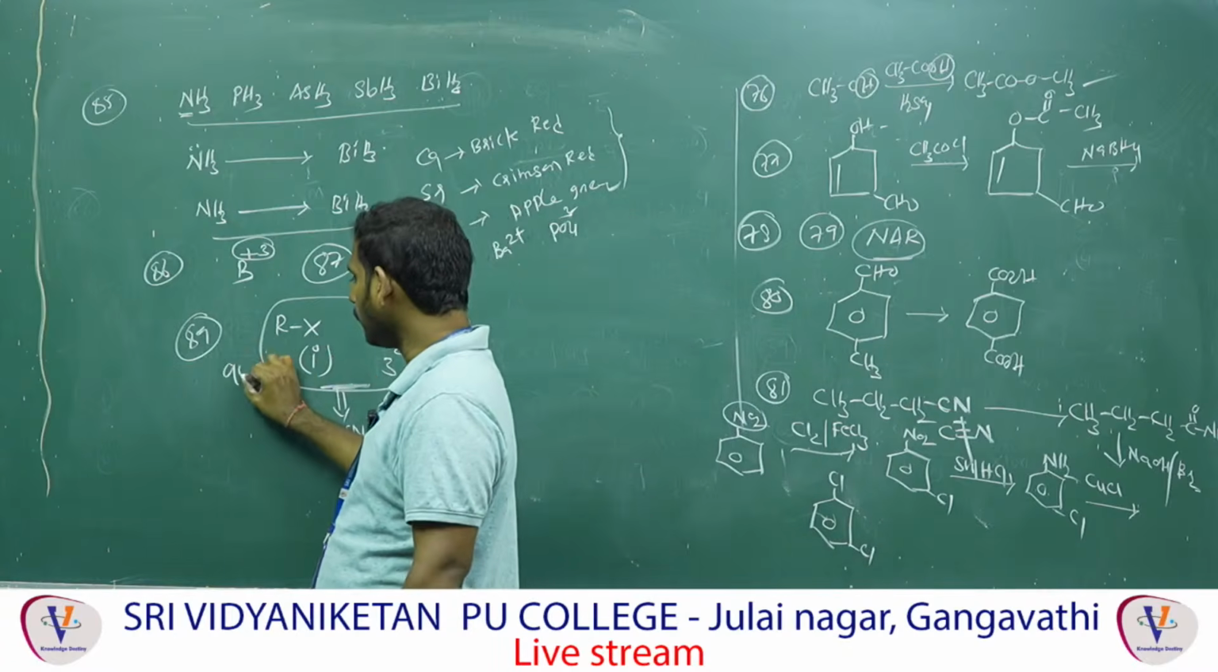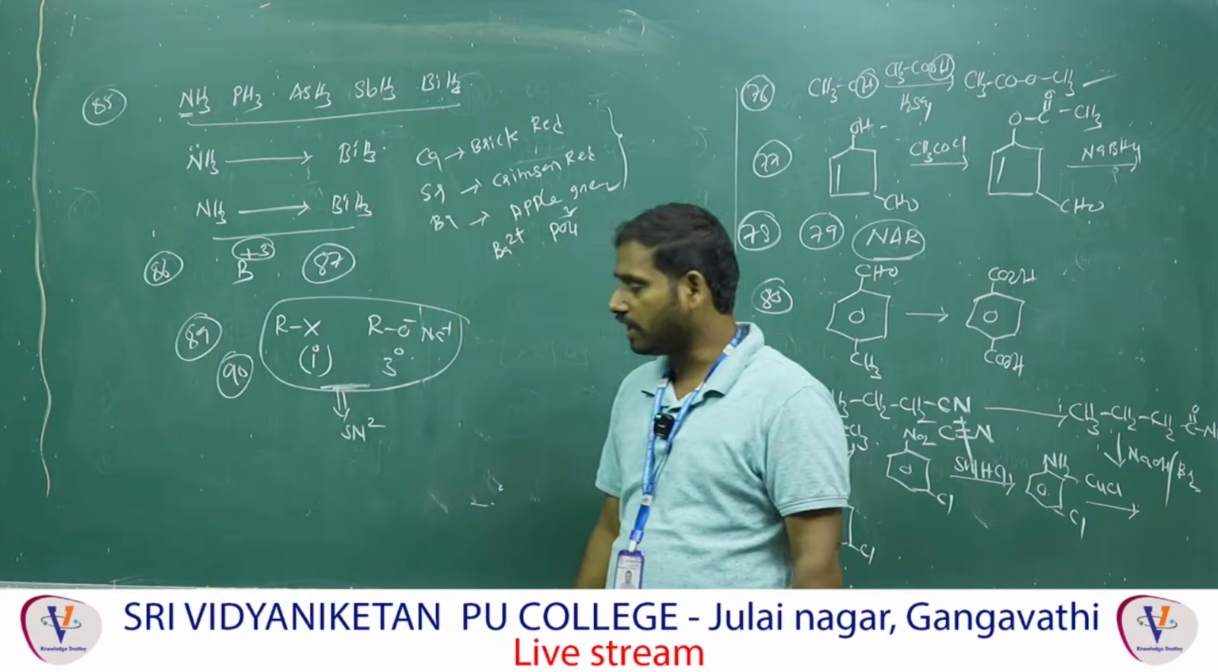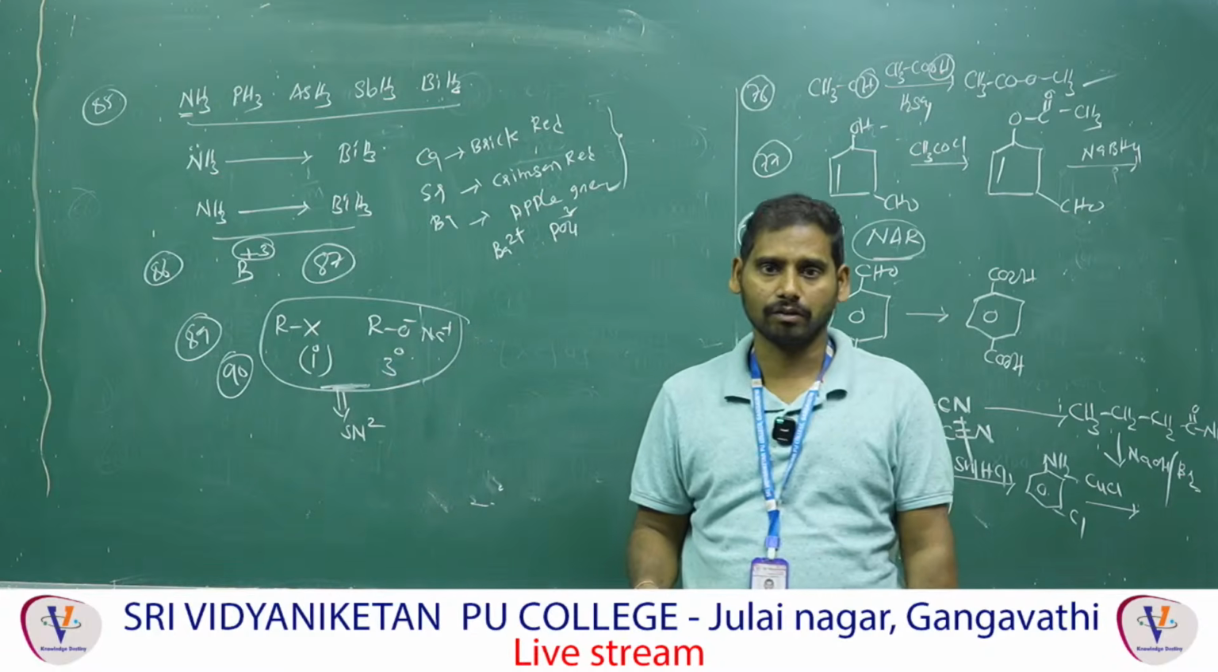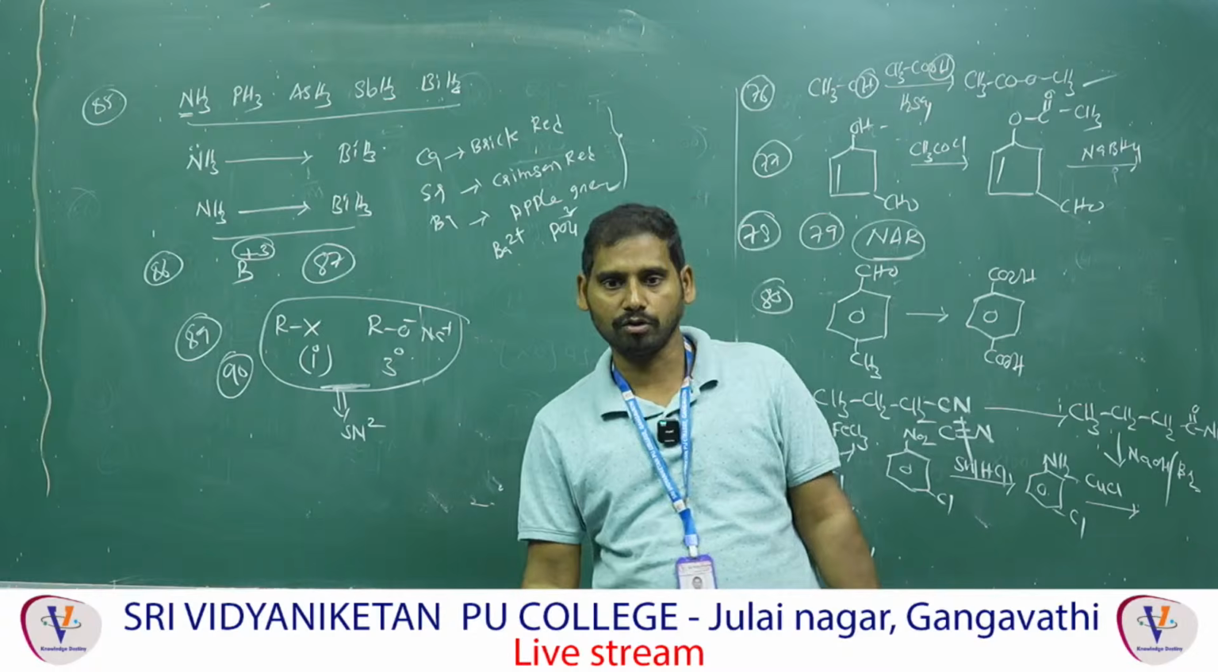This is question number 90. The alkyl halide must be primary. Primary alkyl halide means it follows the SN2 path. That's all. This is the information about the paper.